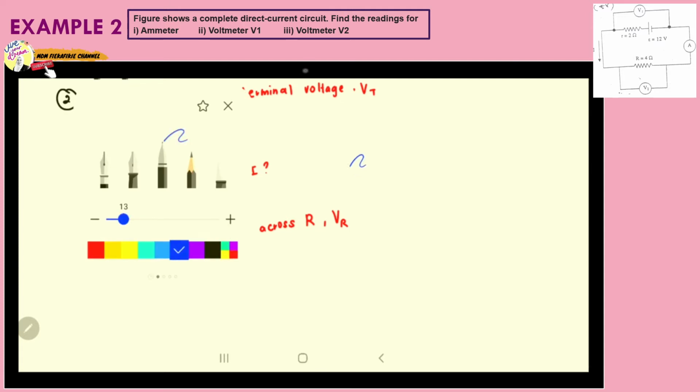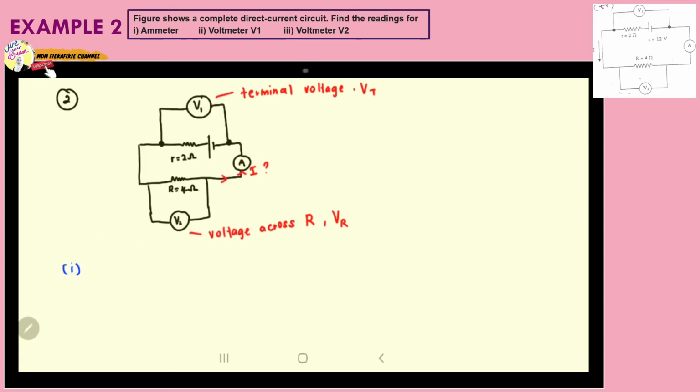Question number 1. We want to calculate the value of current I. Based on the equation, since we have internal resistance in the battery, EMF is equal to I R plus I r. Okay, so this is the general equation. Or you can write the general equation as EMF is equal to terminal voltage plus voltage across internal resistance.